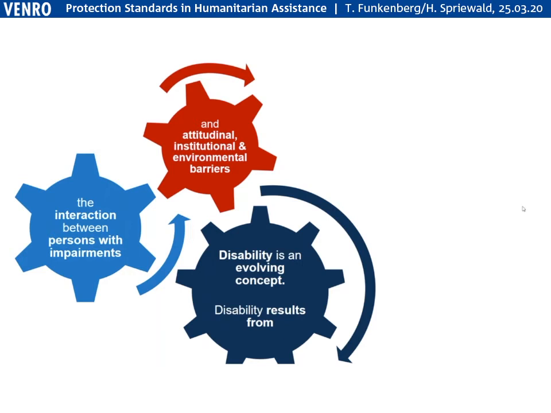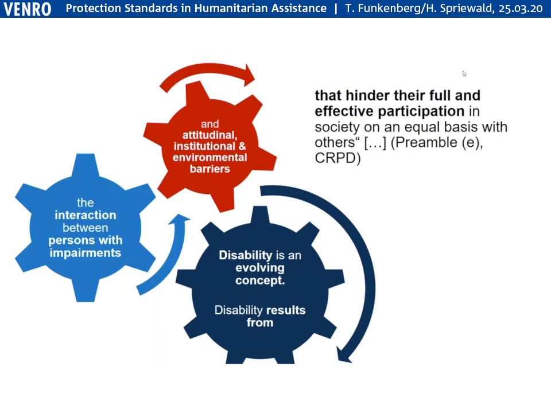So these are barriers which are not connected to the person, but are connected to the environment around the person, which hinder the full and effective participation of the person in society on an equal basis with others. And this is really the heart of the concept of inclusive humanitarian action. We are looking especially at the barriers that hinder participation. So this is our focus.